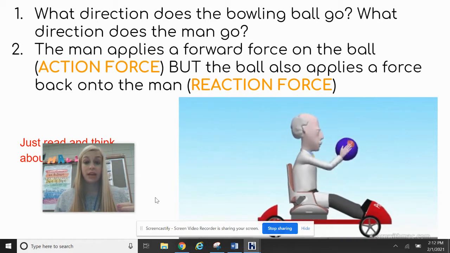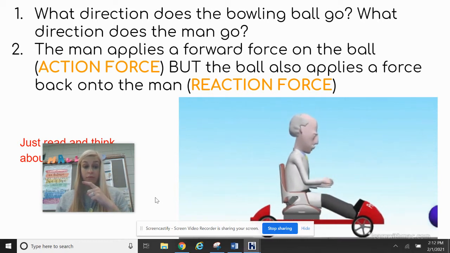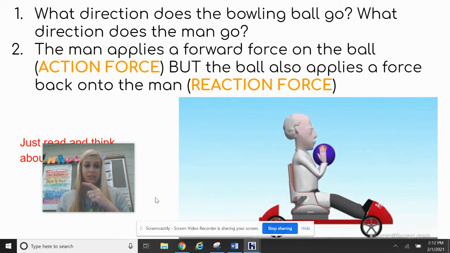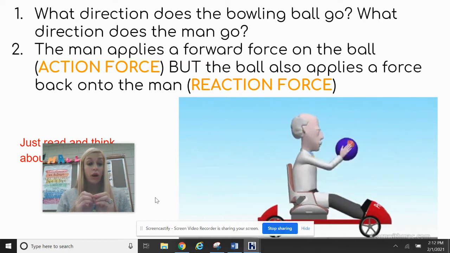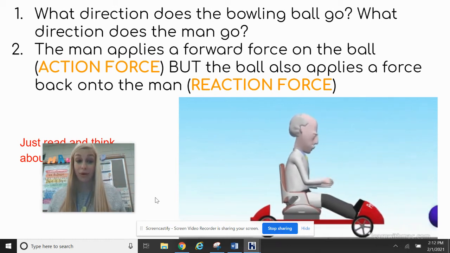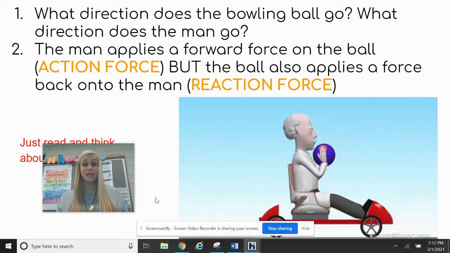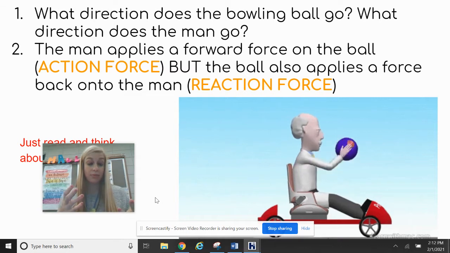Instead, we would say the man applies a forward force on the ball. So forward force on the ball, bowling ball I'm guessing, and the ball applies a force back on the man. Has to be the same two objects. So the man and the ball, not the car. There's not a force applied on the car by the ball. So I'm going to say that again. The man applies a forward force on the ball, and the ball applies a backwards force back on the man.